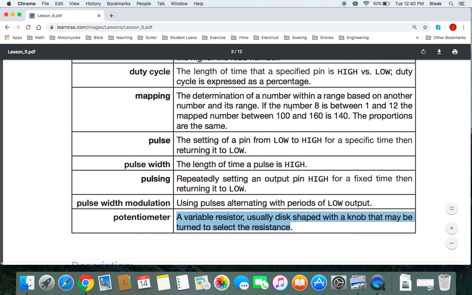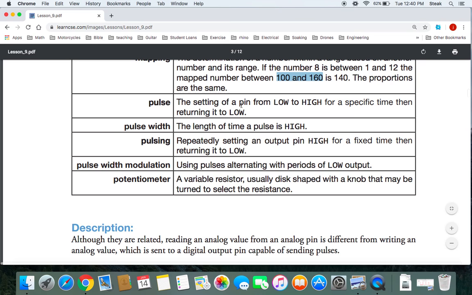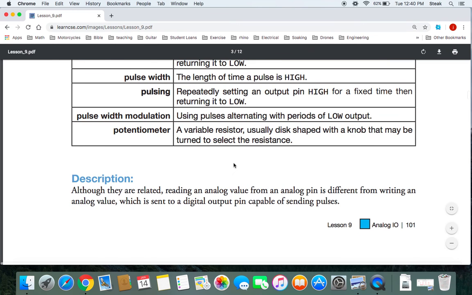Mapping. This is what we talked about before, where you can change the range of numbers. Instead of 0 to 1023, you could change it to something else. Pulse, we talked about that. Pulse width, we talked about that. Pulsing, we talked about that. Pulse width modulation, we talked about that.